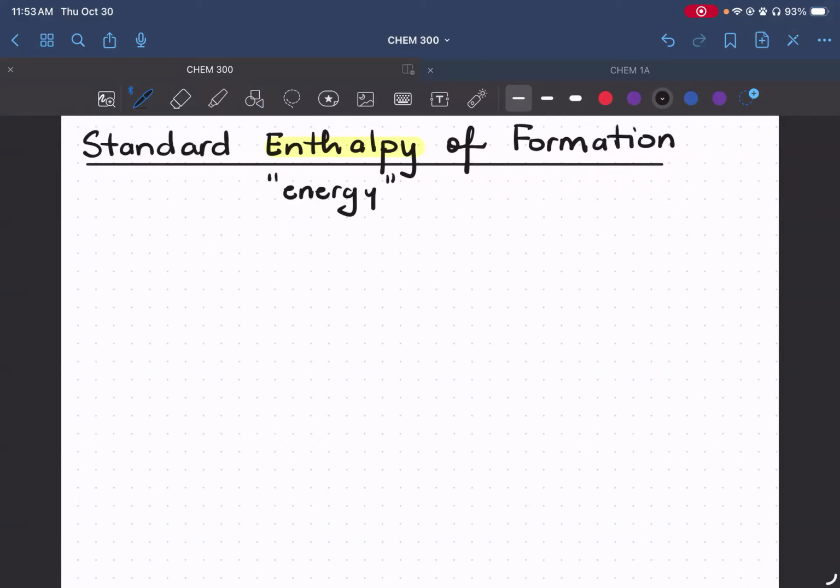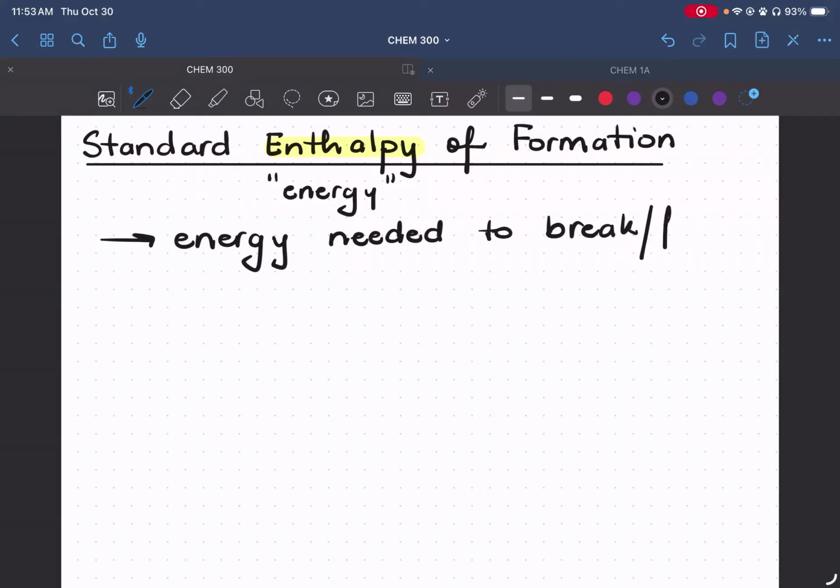make it clear what we're talking about, which is when we talk about the standard enthalpy of formation, it is literally the energy needed to break or form a compound. Every molecule, every compound in the world has some amount of energy associated with it to either break it or form it. The standard enthalpy of formation describes this energy.